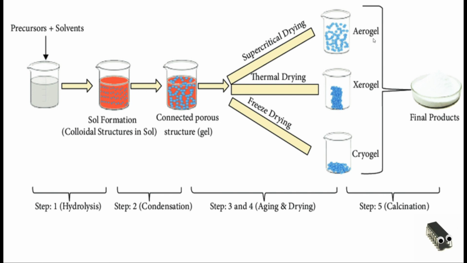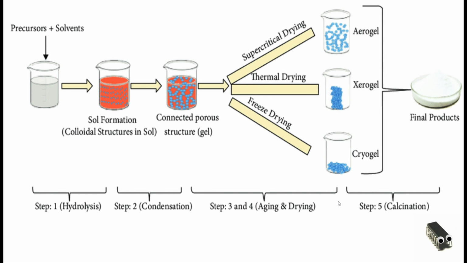Then we use thermal drying. In thermal drying we use heat, extreme heat, to evaporate the solvent. For this we get something called xerogel, which is less porous than aerogel and cryogel but most dense. It is the most dense out of all the three gels.